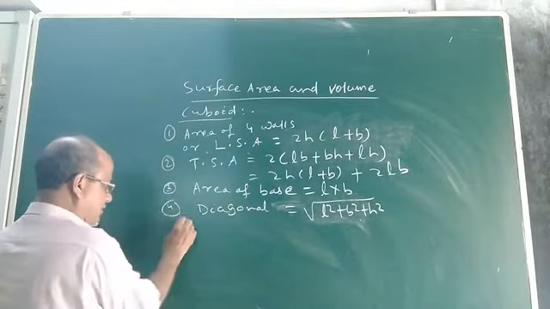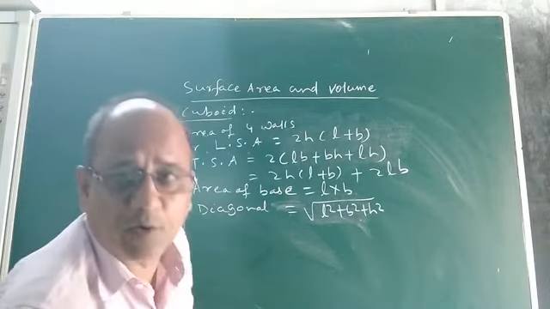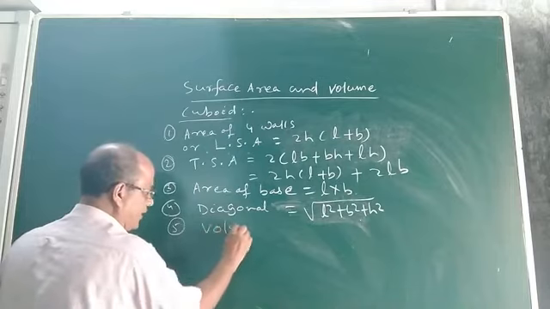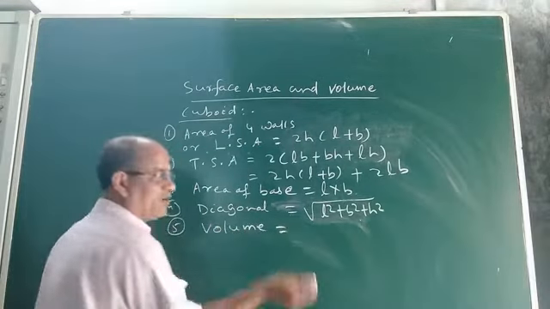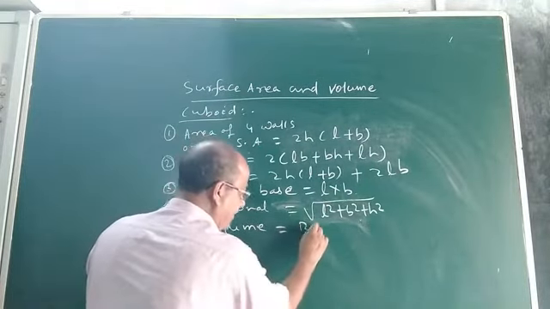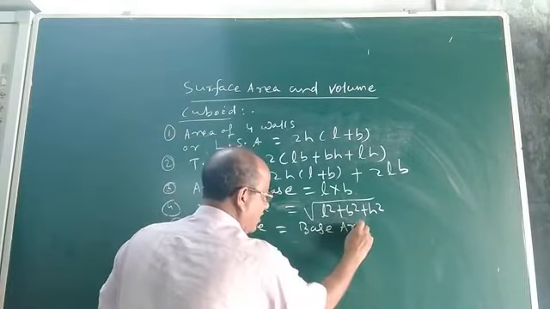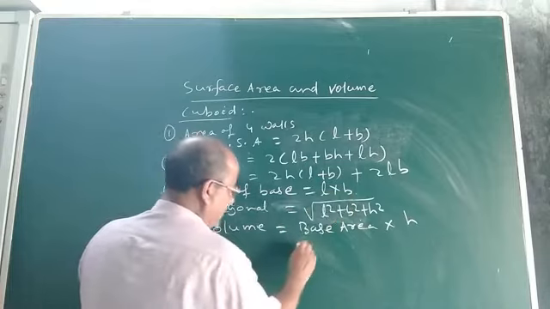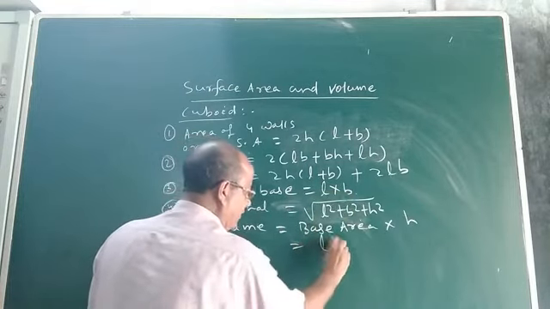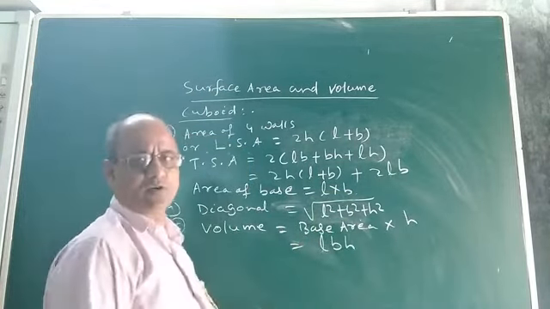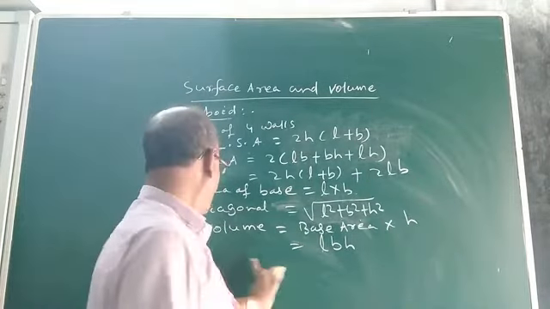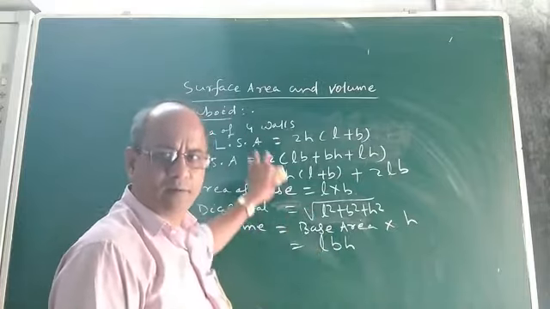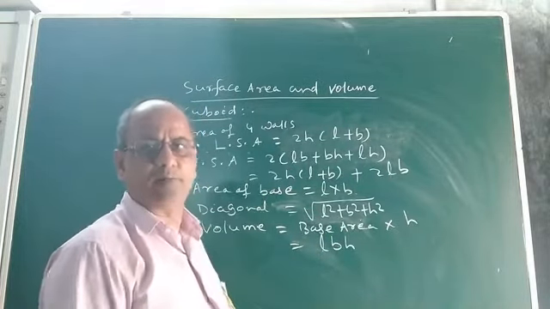And what is the last formula we read about the cuboid? That is the volume. How to find the volume of a cuboid? The volume of a cuboid is base area into height. As the base area is L into B, it will be L into B into H. So this will be the formula to find the volume of a cuboid. These are some important formulae. If you remember, you can easily solve any problem on cuboid.